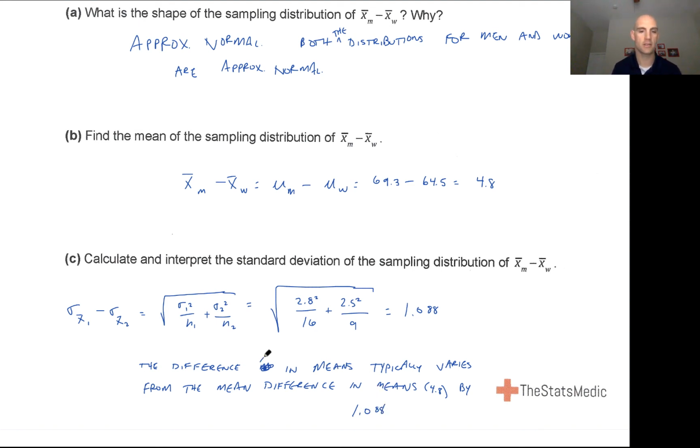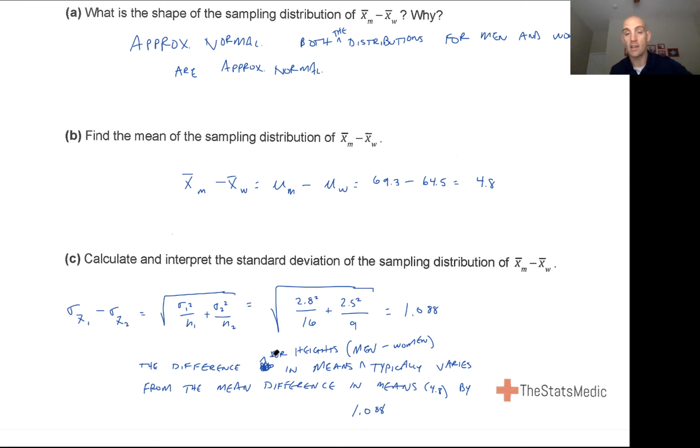So the difference in means for heights, men minus women, typically varies from the mean difference in means of 4.8 by 1.088. And that's all there is to it.